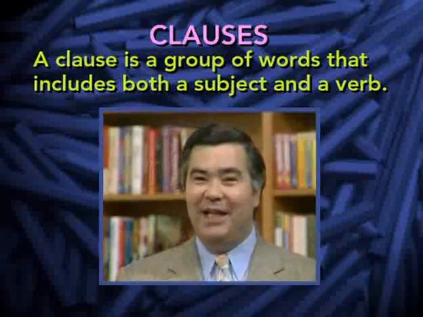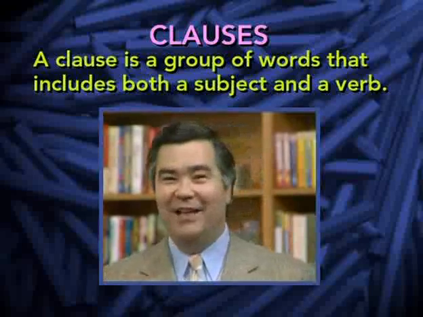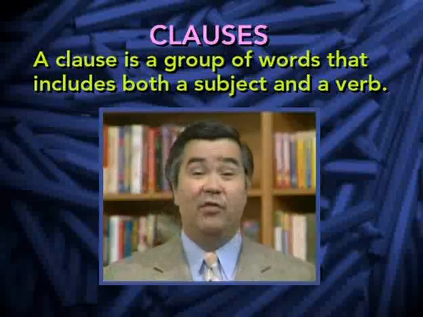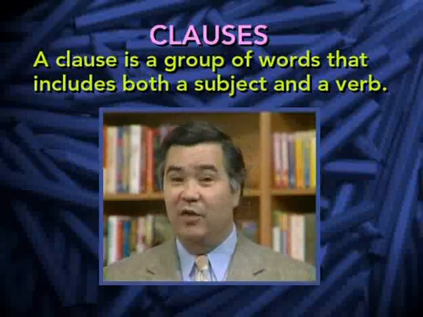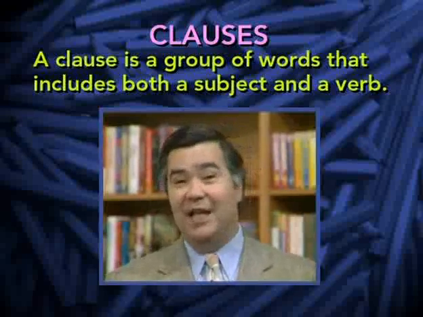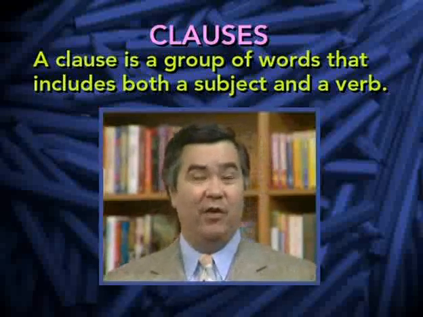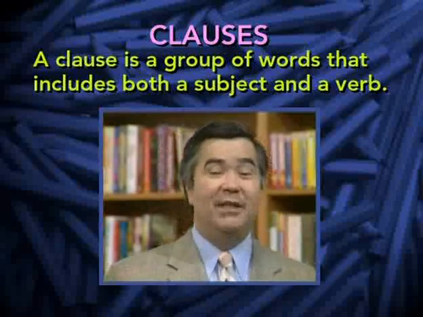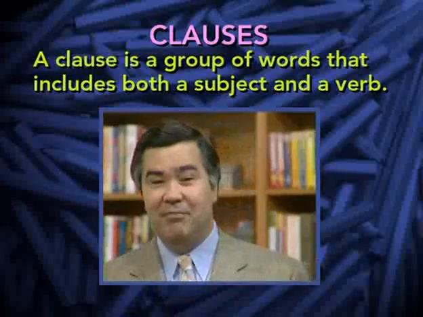Now you may be thinking, gee, that sounds an awful lot like a sentence, because after all the sentences we've looked at up to this point do contain both subjects and verbs. So how is a clause different from a sentence? Well, that will become obvious in a moment. Let me explain that there are two kinds of clauses. One of them is the same as a sentence, and the other is not.